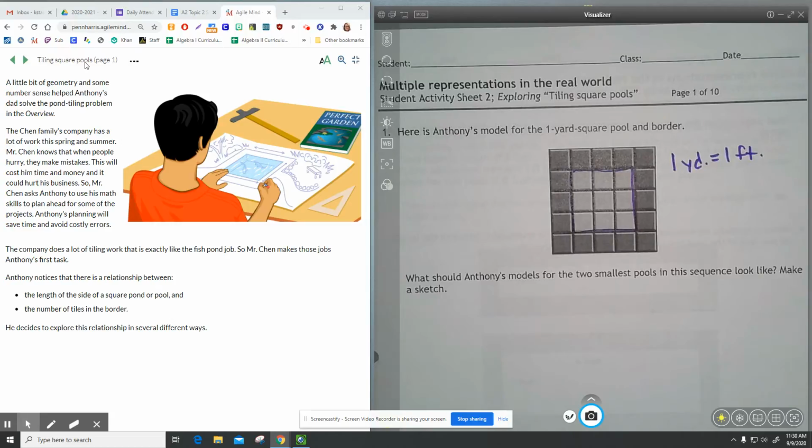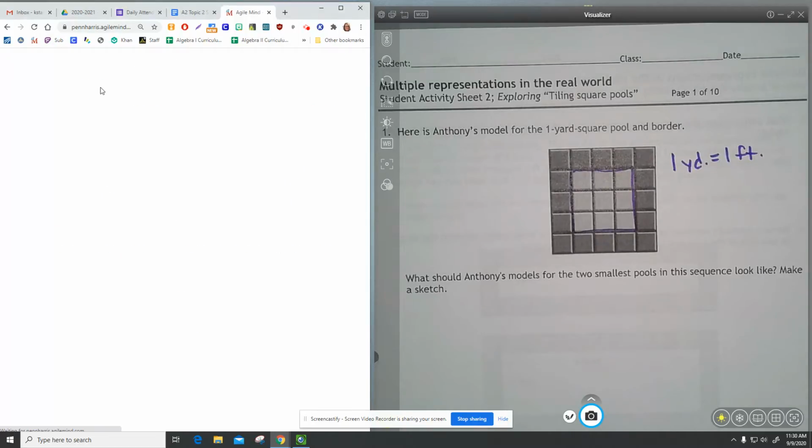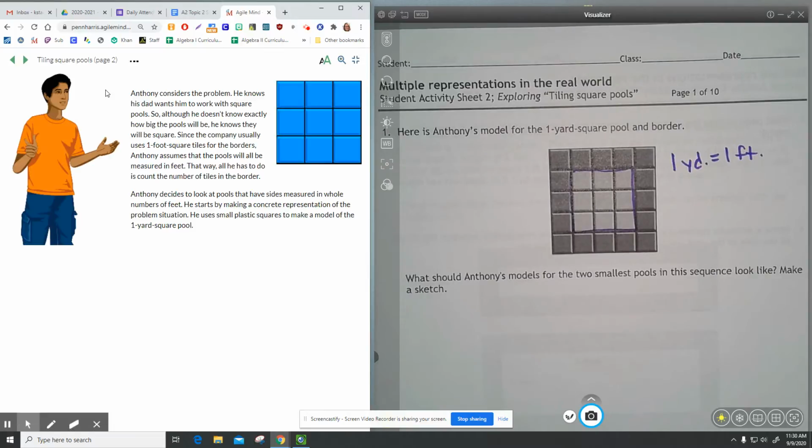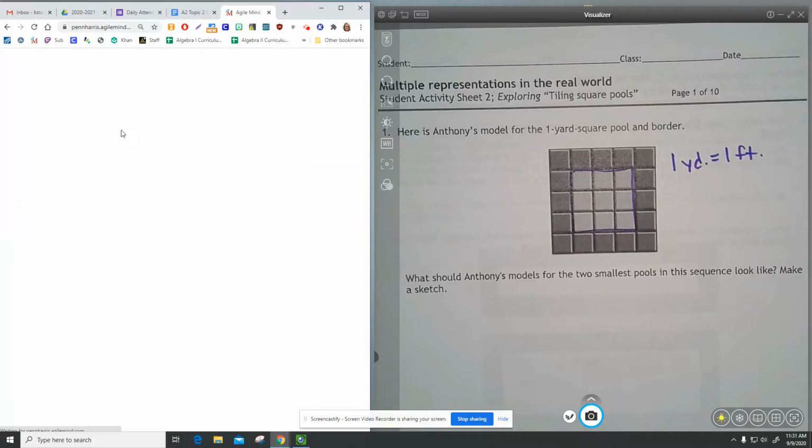So with this, I want you guys to think about what it would look like if Anthony made pools that were just a little bit smaller. Okay, he decides that he thinks that he can come up with a plan so that he doesn't have to necessarily draw it out each time. But before he comes up with this plan, let's think about what these pools may look like.